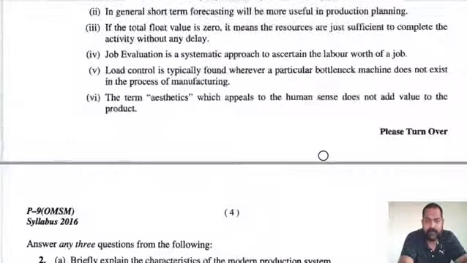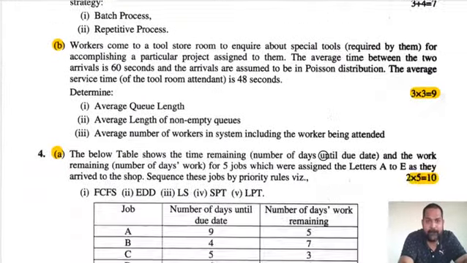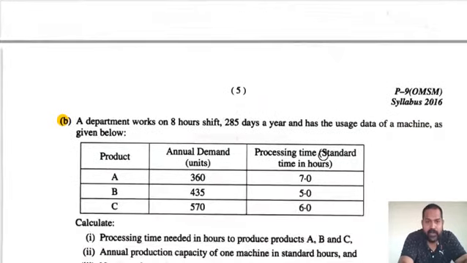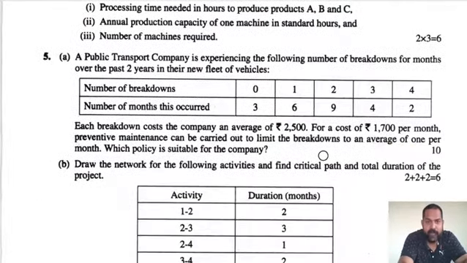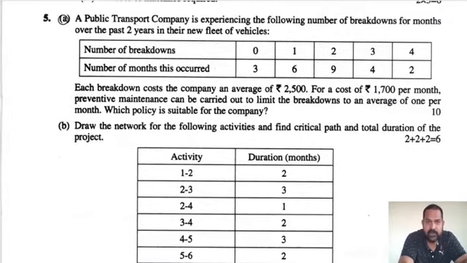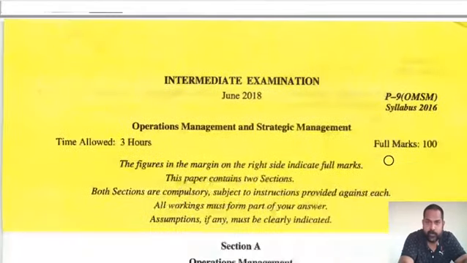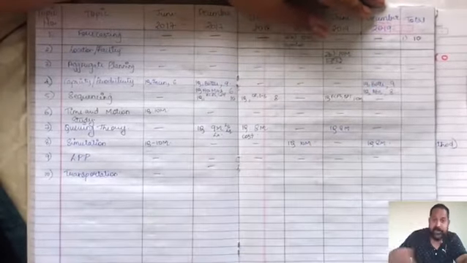December 17. Descriptive 2AB, 3AB, 4A, B, 5A, B. No, not asked. This is done under maintenance management and this is done under network analysis. So can I say that question paper also not asked? Okay. December 17 also not asked.